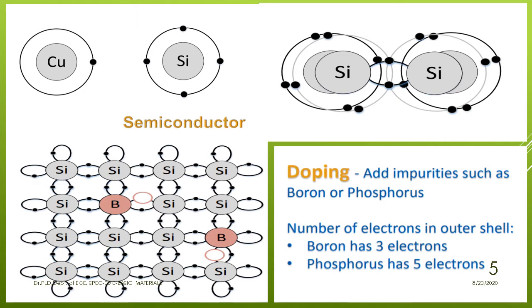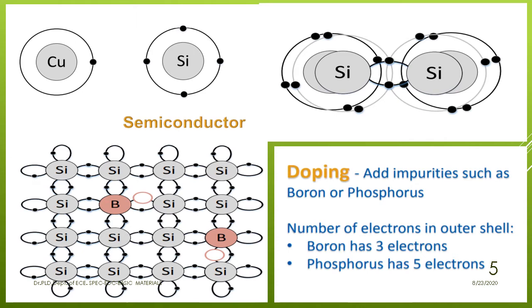Here, as an example of that, copper is given. But in the semiconductor materials, how does the bonding take place with this particular adding of impurities such as boron and phosphorus? Boron has 3 electrons in its outermost valency shell, and phosphorus has 5 electrons.